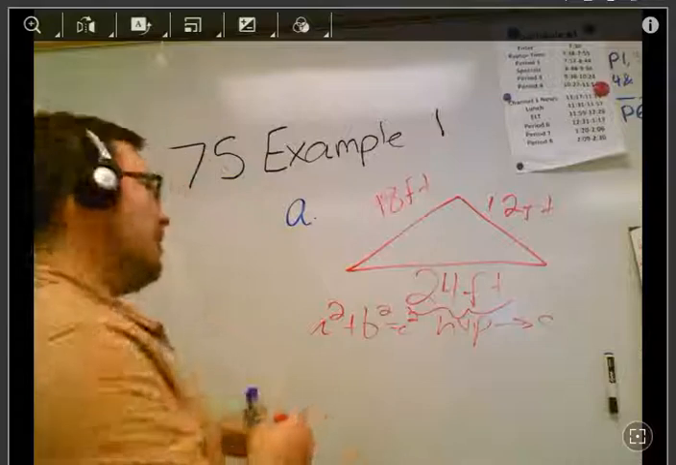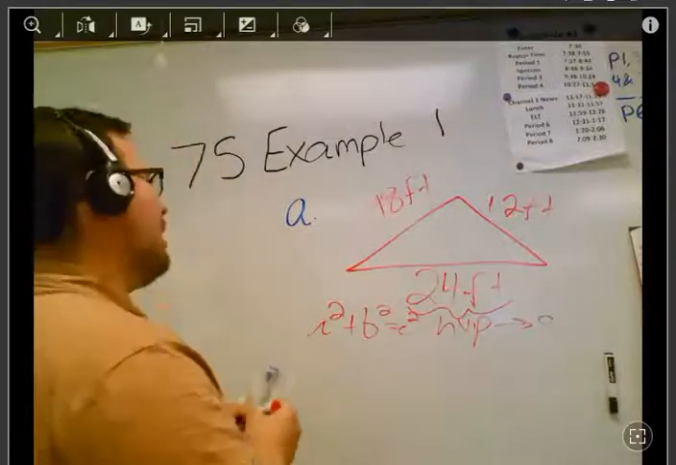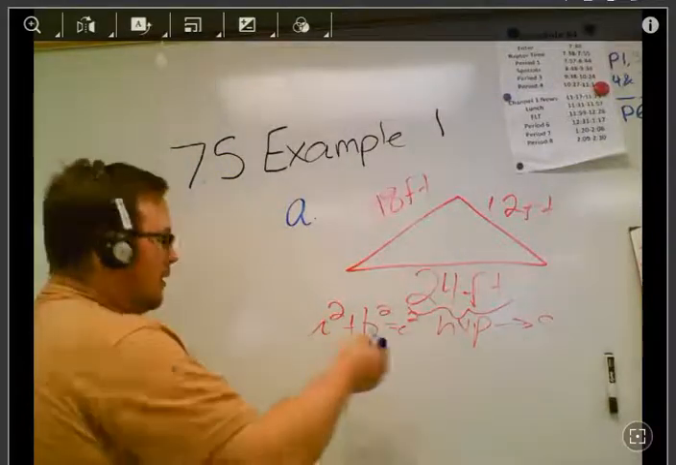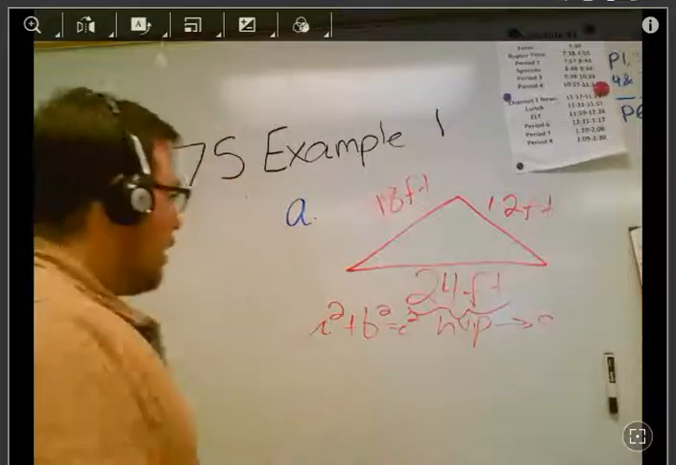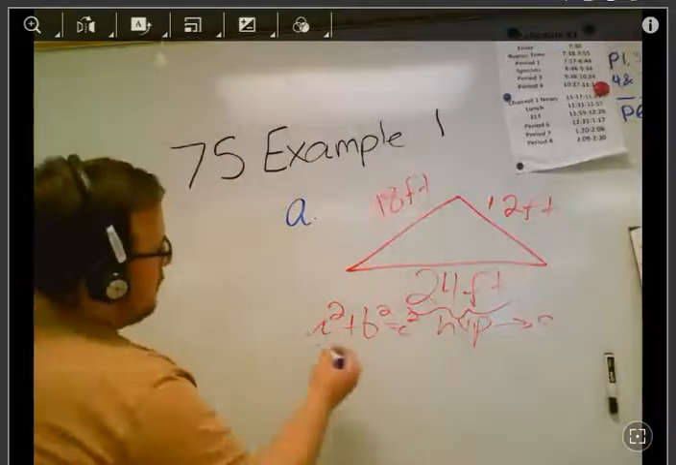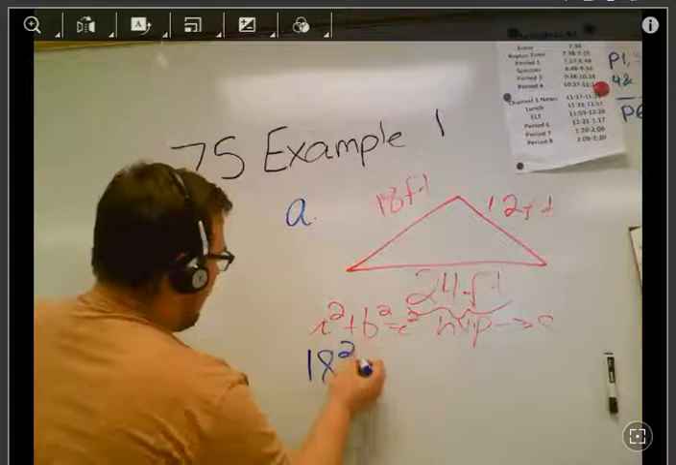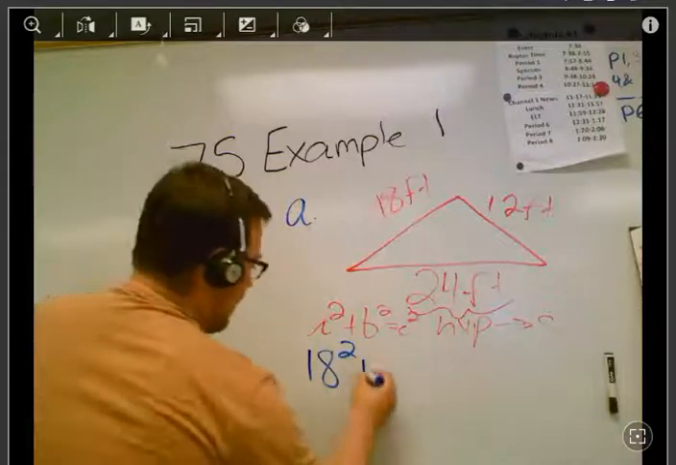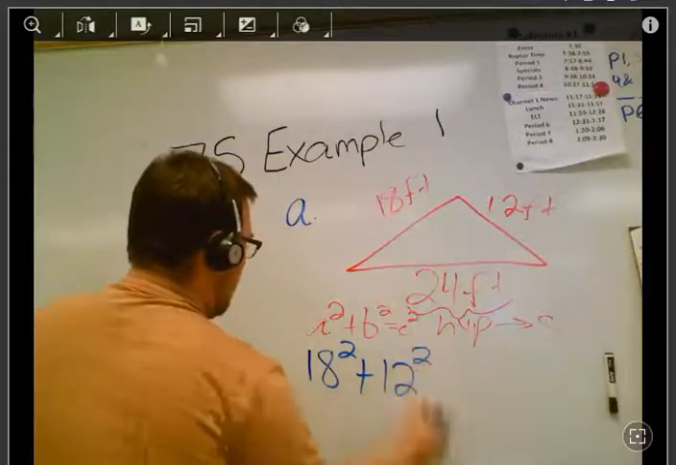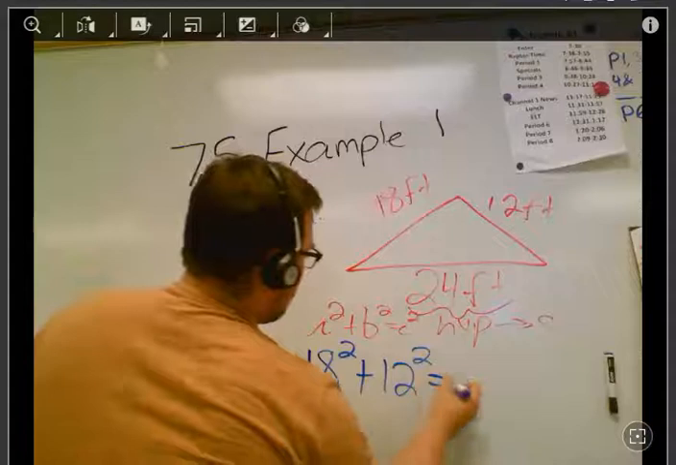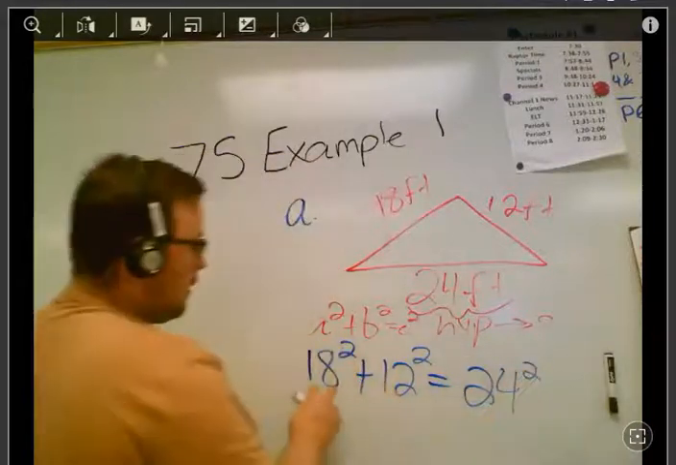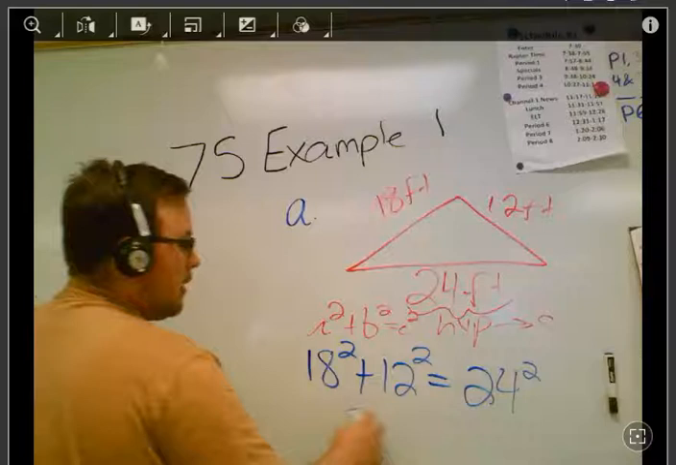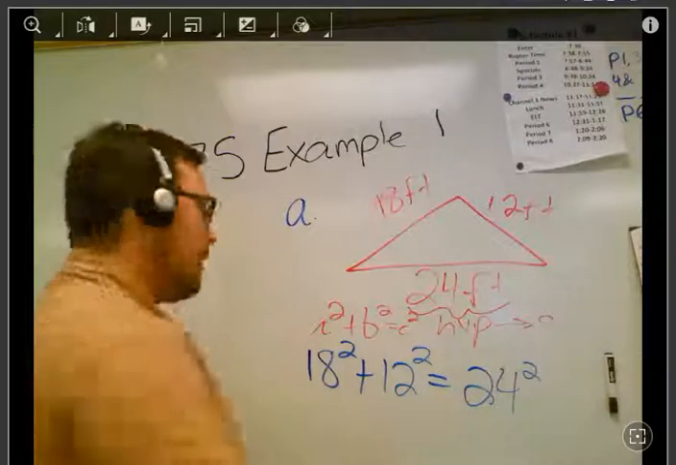And then A and B, like we said a little bit ago, doesn't matter where we put them, because addition doesn't matter what order you add them in. You're going to get the same result. So we'll put the 18 for A and the 12 for B, 12 squared. And then for C squared, we have 24 squared. Now we need these two squared to add up to this squared for it to be a right triangle.